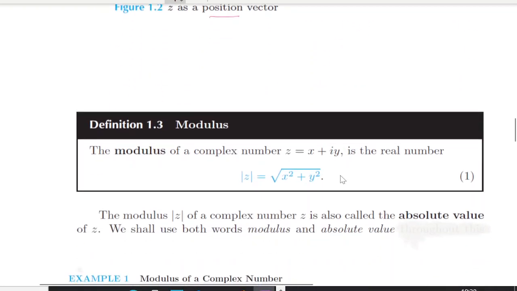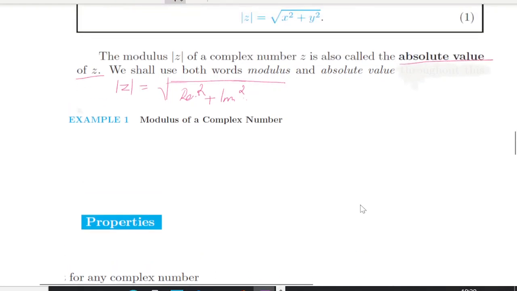So the definition: the modulus of a complex number z equal to x plus iy is the real number |z| equal to the square root of x square plus y square. Or else we can say that the modulus of a complex number |z| is equal to the square root of the real part square plus the imaginary part square. So this is the definition of the modulus of a complex number. This is also called the absolute value of the complex number z. For example, as we have considered previously, take the complex number z equal to 3 plus 4i.